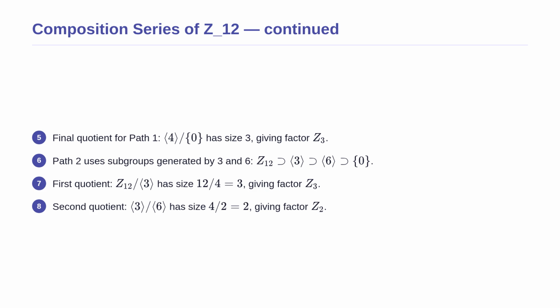The first step divides 12 by 4, giving a size of 3, which is the factor Z3. The second step divides 4 by 2, giving Z2. The final step divides 2 by 1, giving another Z2.